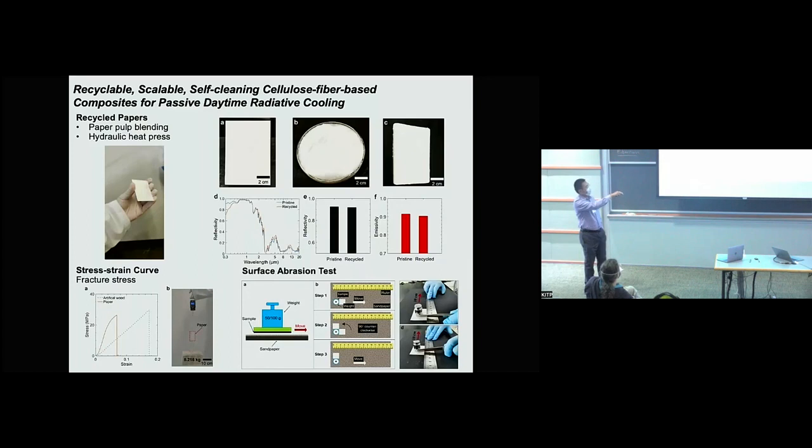And also we run the surface abrasion test with a plate, a 100 gram weight on top of the cooling paper, and we spread it along 10 centimeters, and then rotate the paper to a different angle and slide it on silicon carbide sandpaper with a 400 grade, for another 10 centimeters. We repeat this process over 100 times, and then we bring this material back to the spectrometer to measure the solar reflectance and infrared emittance. This material still can maintain really high optical properties.